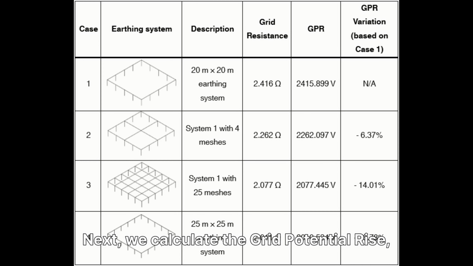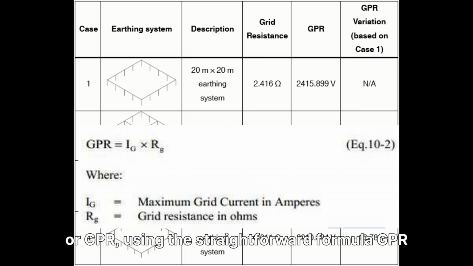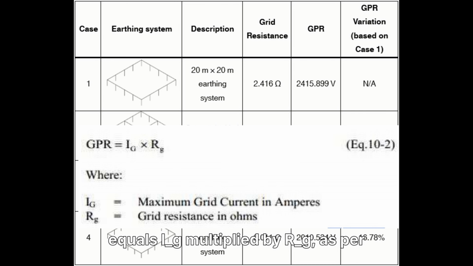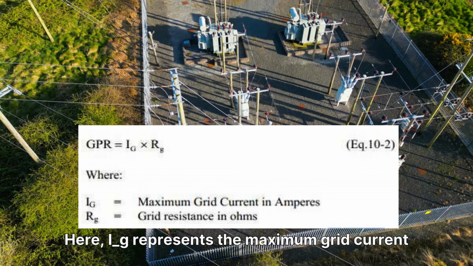Next, we calculate the grid potential rise, or GPR, using the straightforward formula GPR equals I_G multiplied by R_G, as per equation 10-2. Here, I_G represents the maximum grid current in amperes during a fault, and R_G is the grid resistance in ohms, both vital for GPR assessment. The grid resistance R_G is calculated using equation 10.13, which involves the average ground resistivity ρ, grid area A, total buried length of conductors L_T, and grid depth H. For substations, the ground resistance should ideally be 1 ohm or less to ensure safety margins.